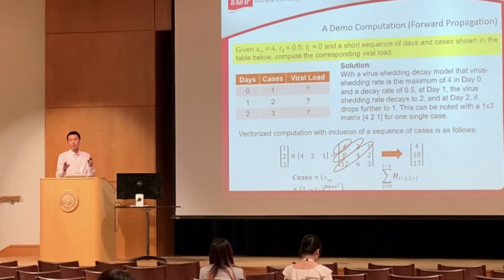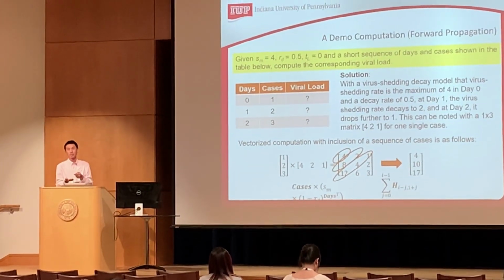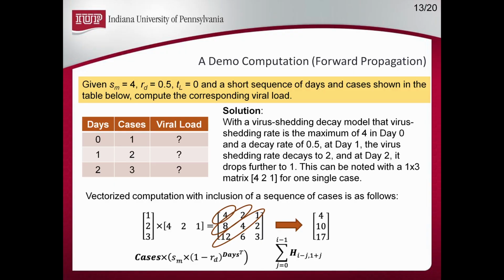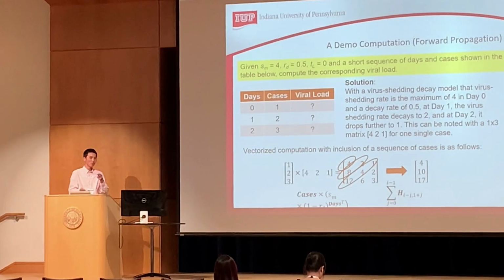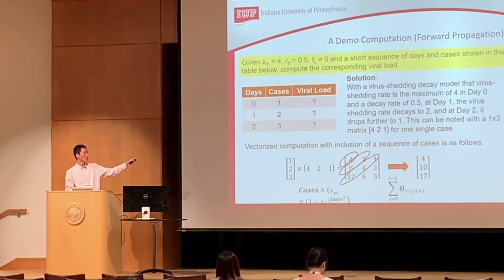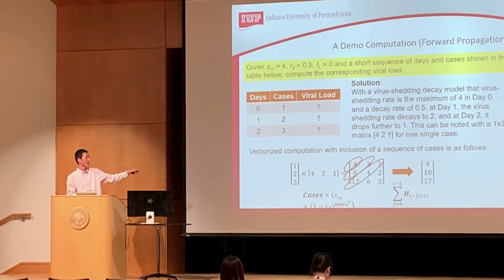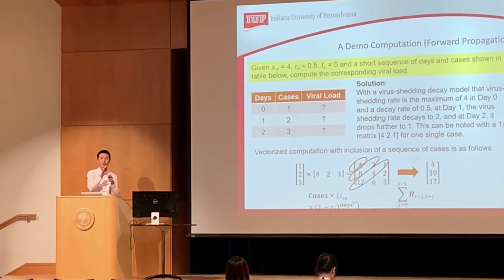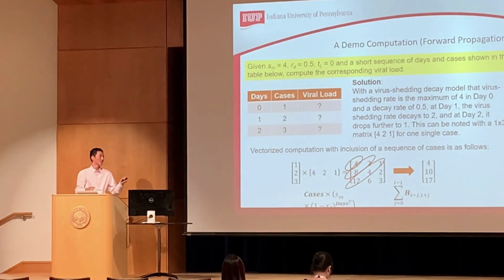Now, with these three parameters, we can actually calculate the unreported cases. So we can look at an example here. Given SM is 4, RD is 0.5, and TL is 0, calculate the viral load for each day. So to do this calculation, we multiply two vectors, vector of cases by vector of virus decay, and we get a square matrix, and we take the inverse diagonals and sum them up, and then we get the output of the viral load.